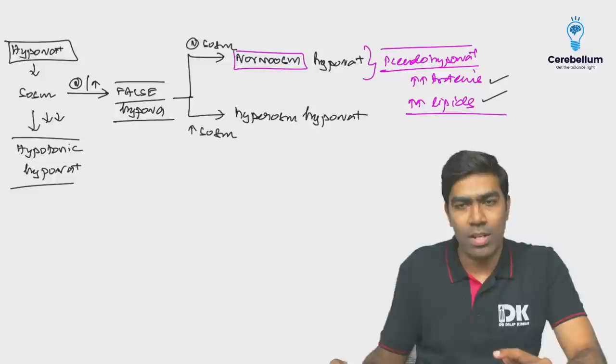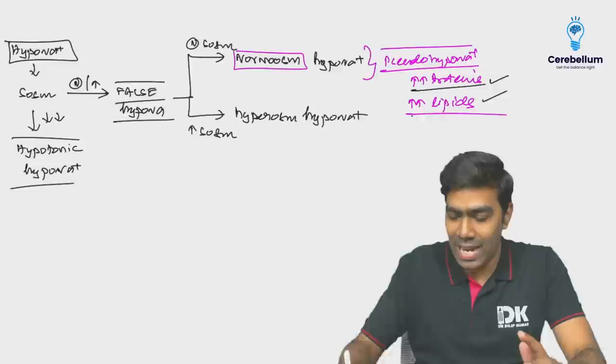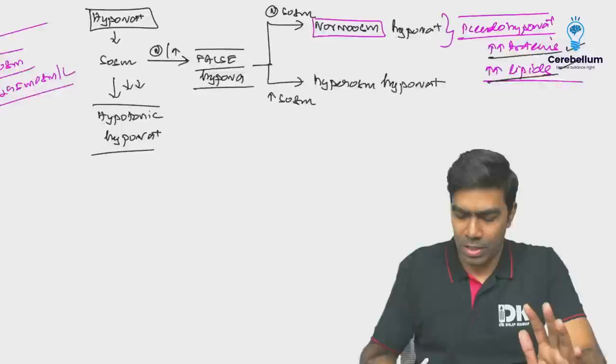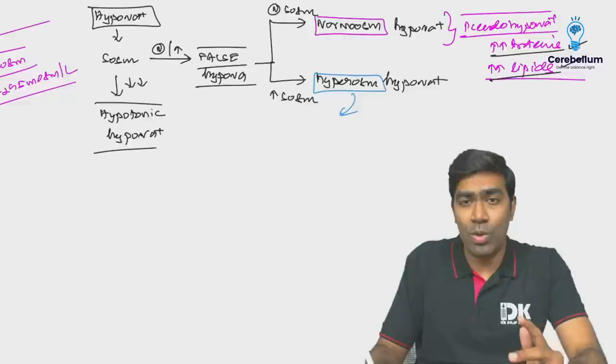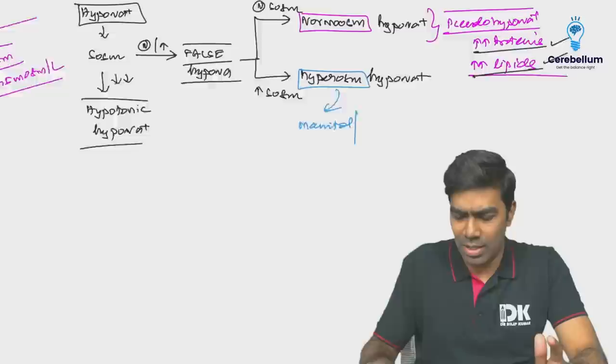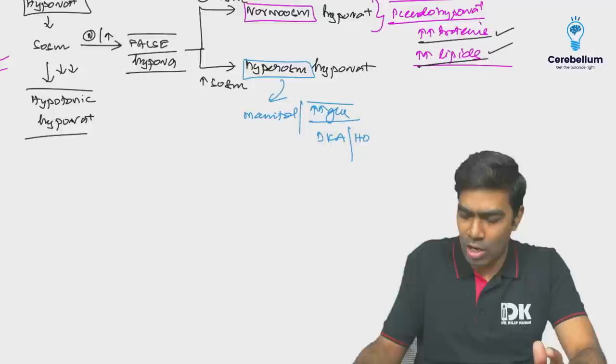So this could occur due to conditions like multiple myeloma or Waldenstrom's macroglobulinemia, or high levels of lipids can occur due to conditions like familial hyperlipidemia. If the serum osmolality is high, it is hyperosmolar hyponatremia. And this is usually due to the presence of hyperosmolar agents in the blood, like mannitol, or it can be due to very high levels of glucose in the blood, which occurs in conditions like diabetic ketosis and hyperosmolar non-ketotic coma, otherwise called hyperosmolar hyperglycemic syndrome, HHS. So usually it occurs in hyperglycemic emergencies.